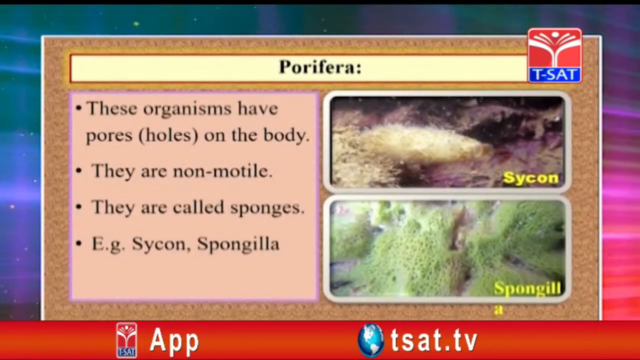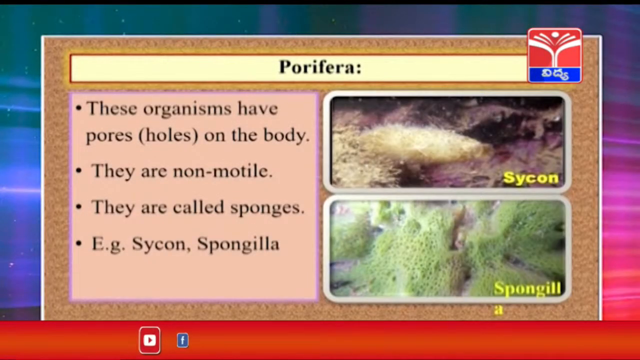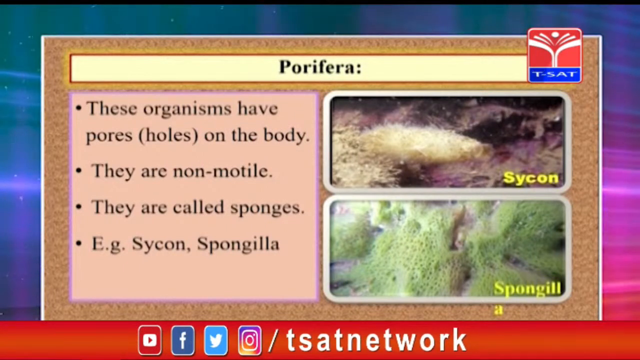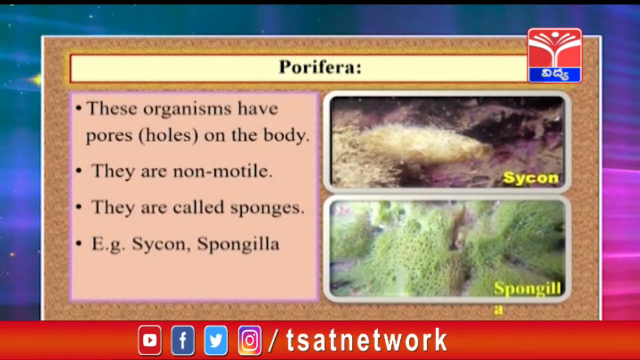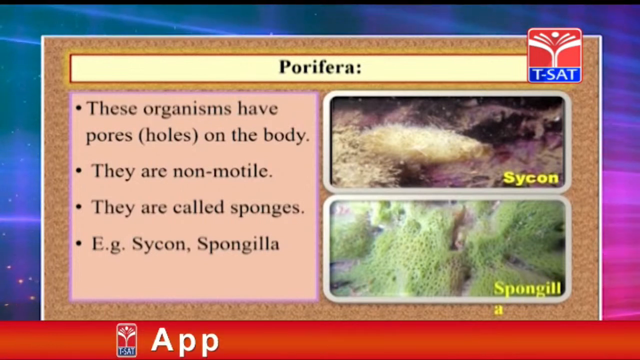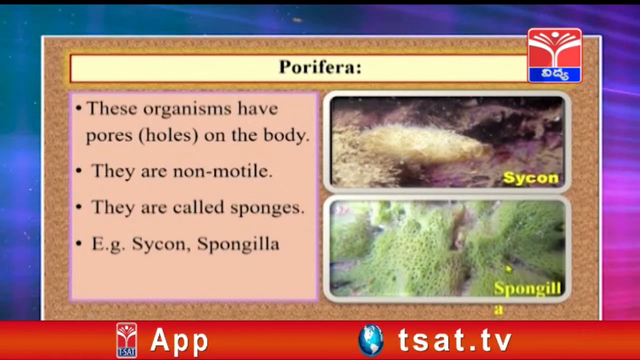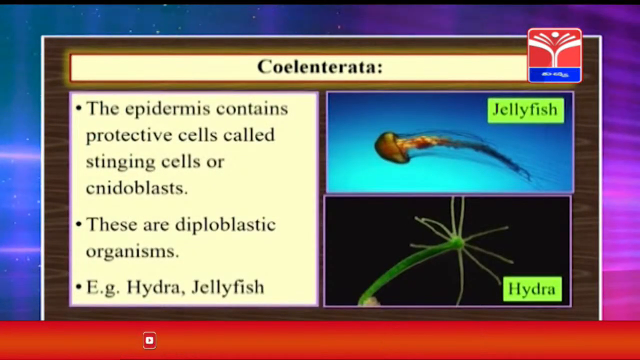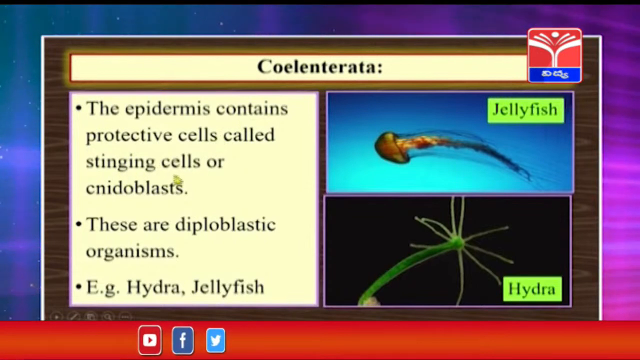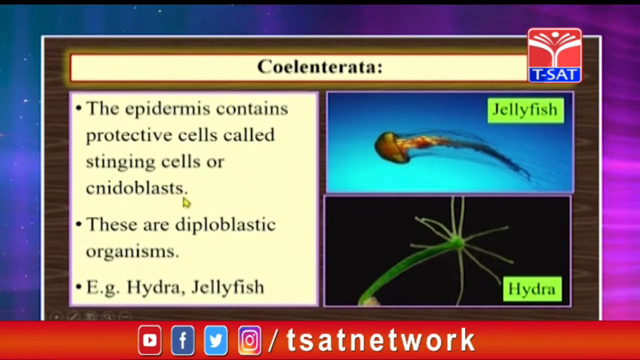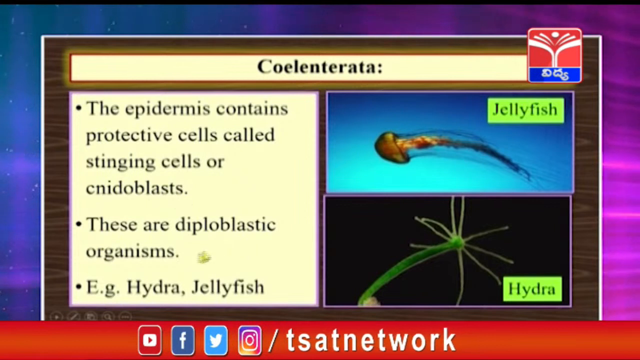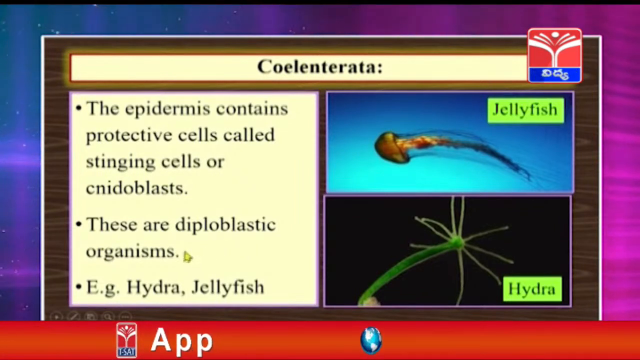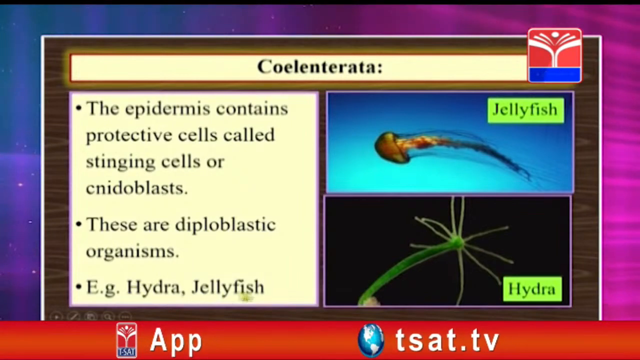Porifera. When we look at the characteristic features of Porifera, these organisms have pores, holes on the body. They are non-motile. They are called sponges. Examples, Sycon and Spongilla. Coelenterata organisms, the epidermis contains protective cells called stinging cells or cnidoblasts. These are diploblastic organisms. That means their body is covered by two membranes. Examples, Hydra and jellyfish.